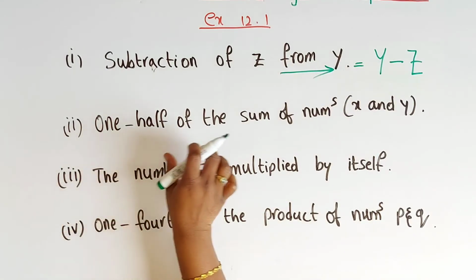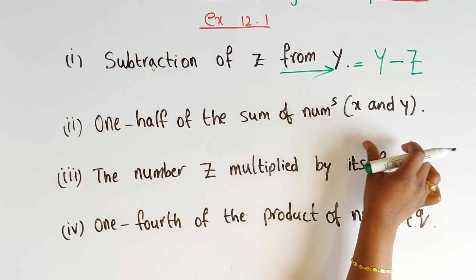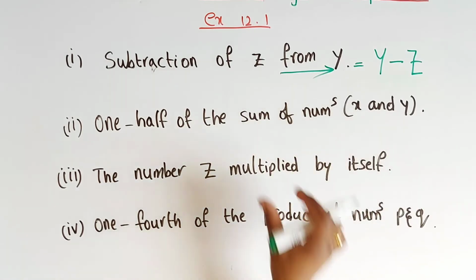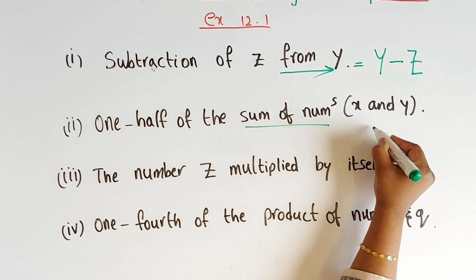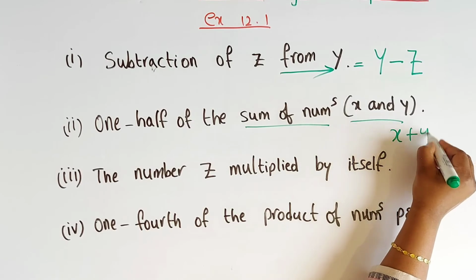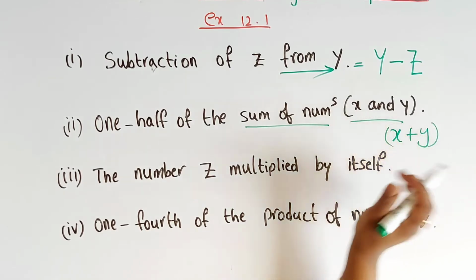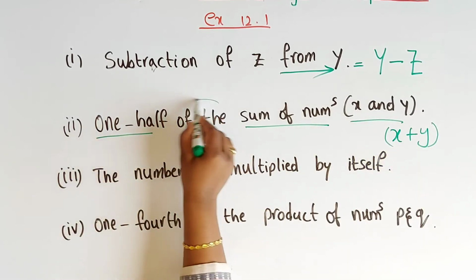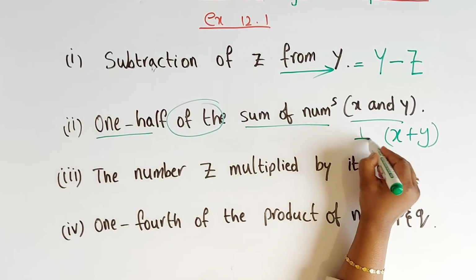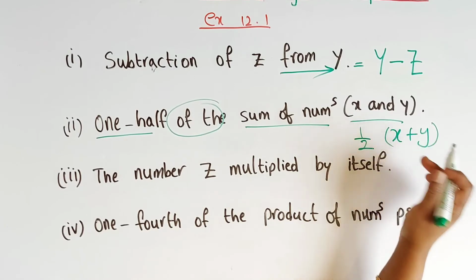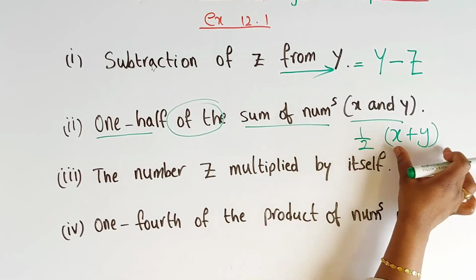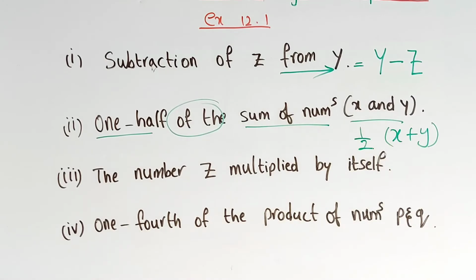Second one, 1/2 of the sum of numbers x and y. Think x and y are two numbers. Sum of numbers, sum of x plus y. That means x plus y here. Right? This is the sum. 1/2 of means multiplication. 1/2 means 1/2 of x plus y. 1/2 and brackets, x plus y inside. Right children?